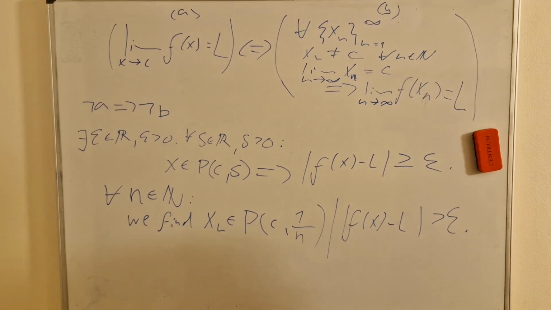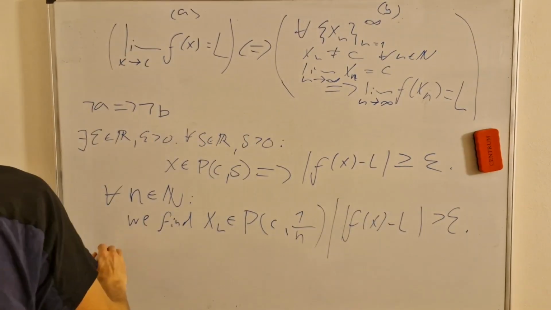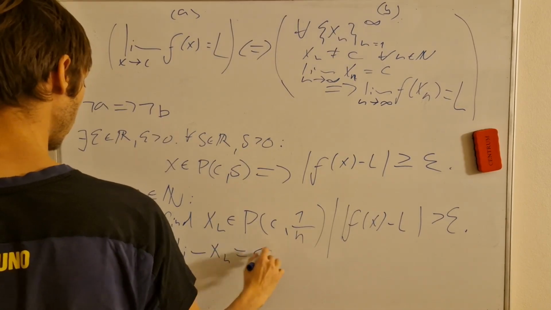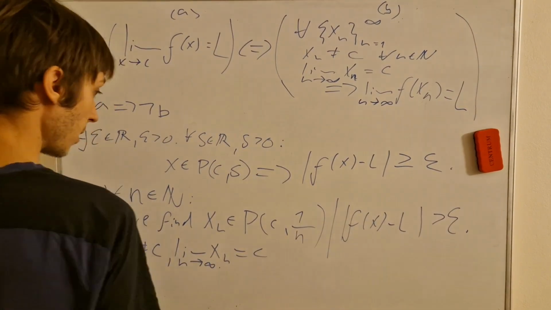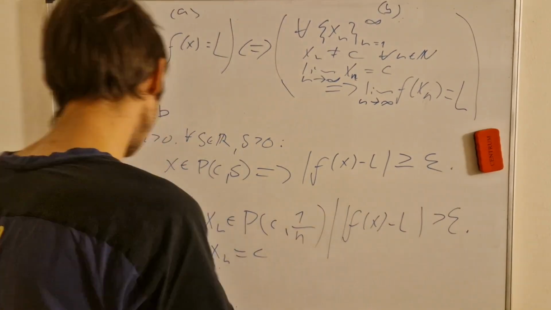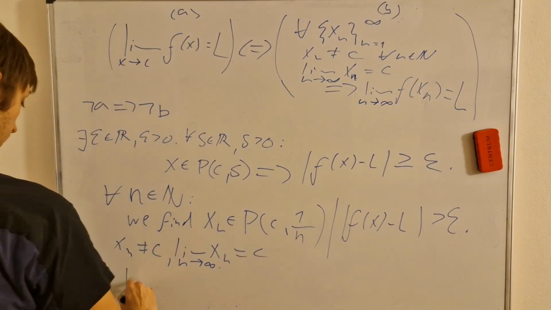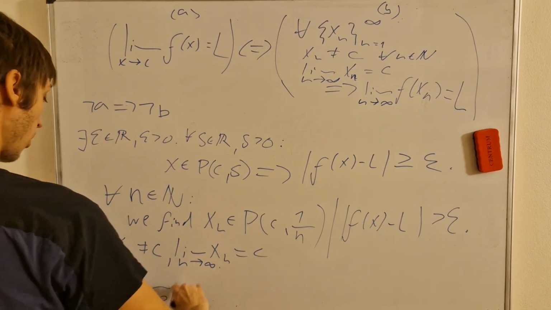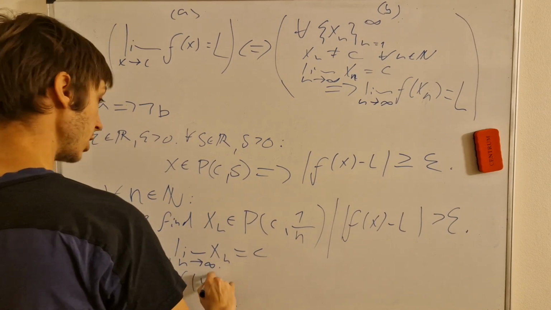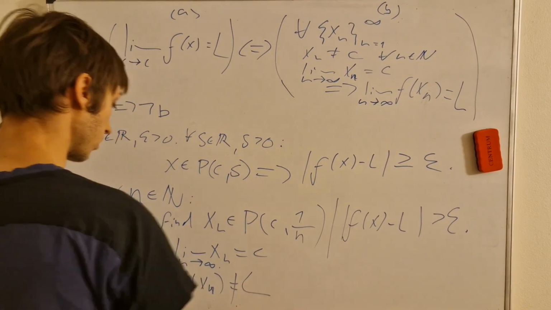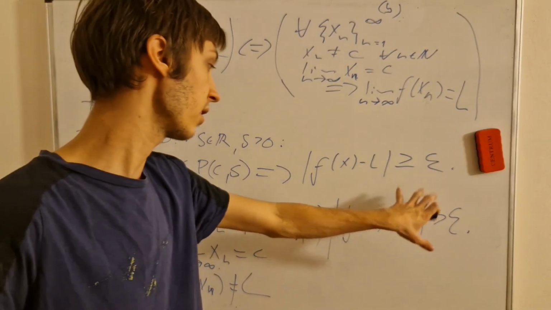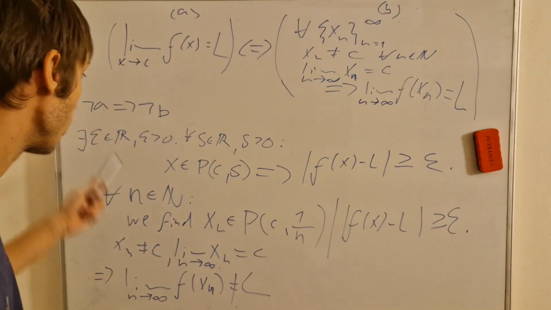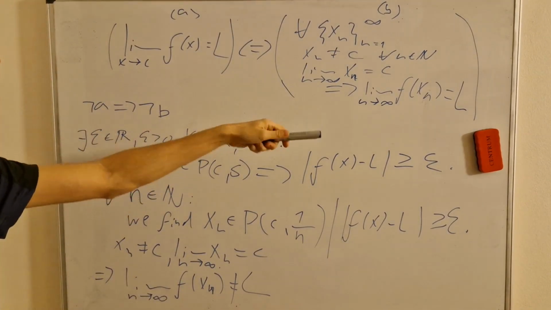But that's a problem. We also have, of course, that xn is not equal to c, and we have the limit of xn equaling c as n goes to infinity. But if this is not smaller than epsilon, then it's not true that the limit as n goes to infinity of f of xn would equal L. It's not true. We have f of xn minus L in absolute value higher or equal than epsilon. So this concludes the other implication, and the equivalence is proven from both sides.